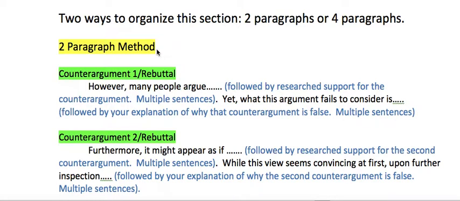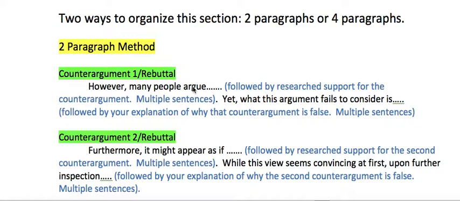So in the 2-paragraph method, you'll have the counterargument and rebuttal in the same paragraph. So you might have a sentence starter like this: "However, many people argue." Remember that you will have just completed laying out your plan and why your plan is going to work. Now you're looking at the other side. So you've got to signal to your audience what you're doing. Something like "however, many people argue" shows them that you're going to show them a differing point of view. And you're going to follow that with research support for the counterargument. This should be multiple sentences.